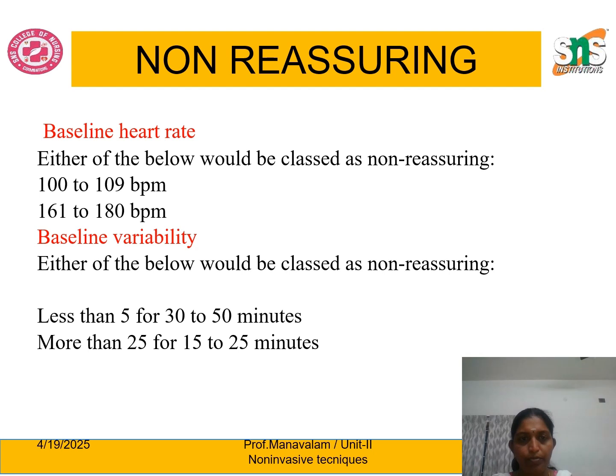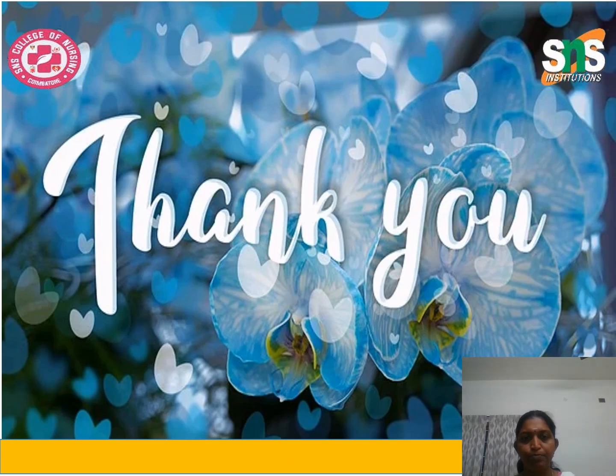Next, non-reassuring means we have to give some concentration to close observation. It indicates that close observation of the fetus is needed. Some fetuses fall under this category. They have a baseline fetal heart rate between 100 and 109 beats per minute or 161 to 180 beats per minute, and baseline variability of less than 5 for 30 to 50 minutes, or more than 25 for 15 to 25 minutes.